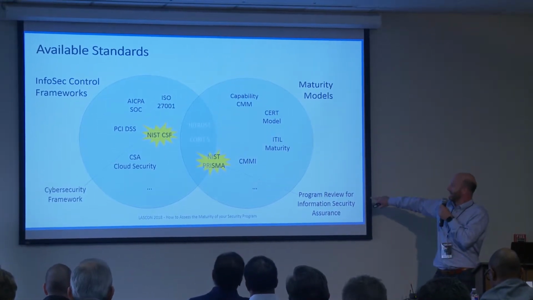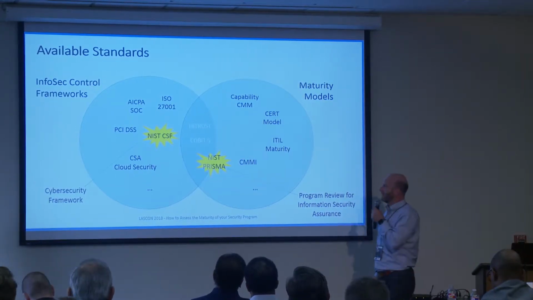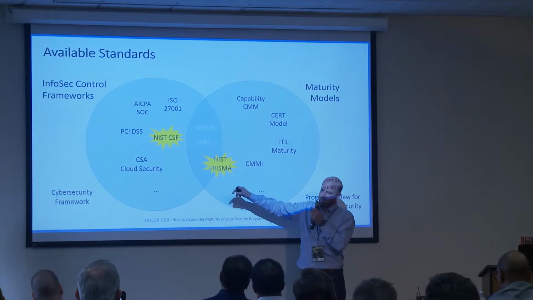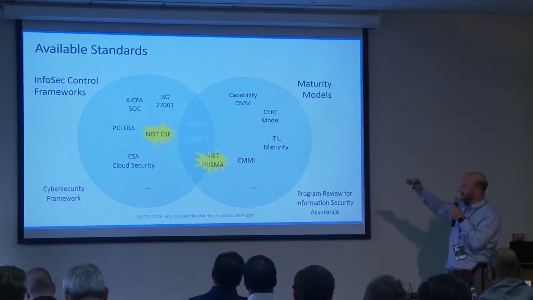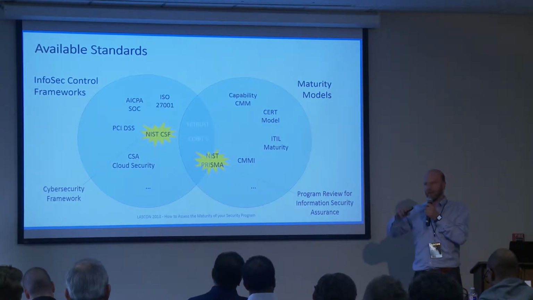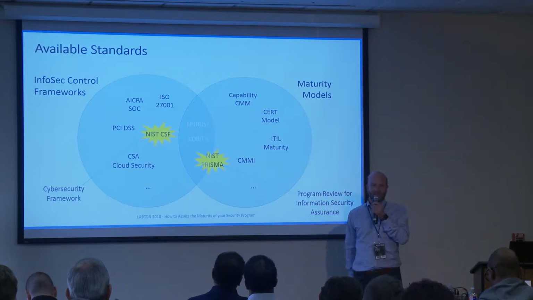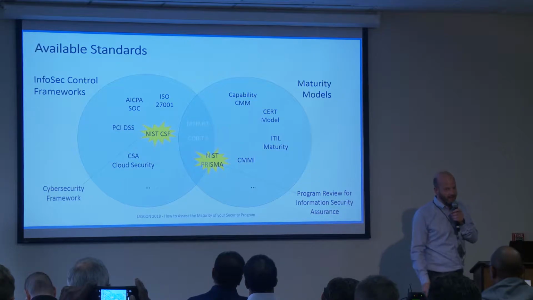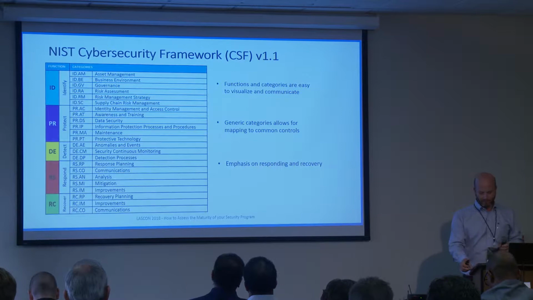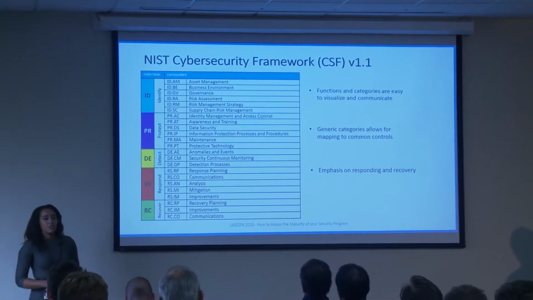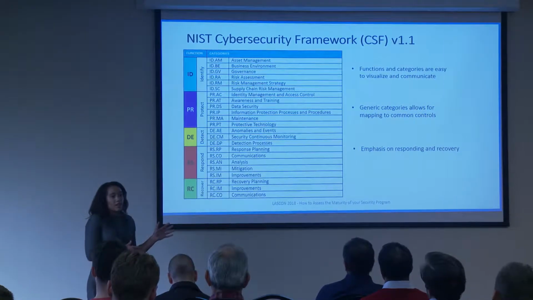PRISMA stands for Program Review for Information Security Assurance. And while it comes with its own control objectives and lists of topics to review, it also has a maturity model built in. So we decided to combine the controls from the Cybersecurity Framework with the PRISMA maturity approach. A lot of you already raised your hand, so you must be familiar with the NIST Cybersecurity Framework. But if you're not, here is a snapshot of what that looks like. It's a fairly new framework.